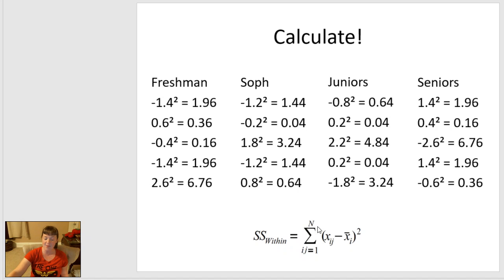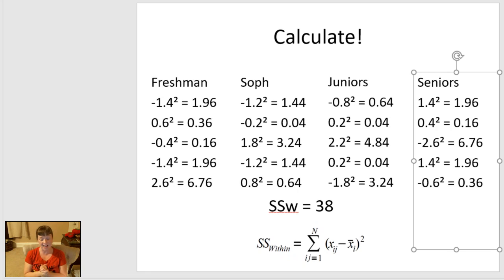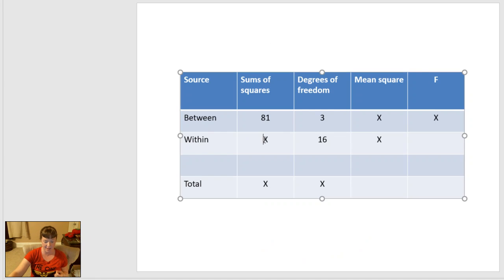And as a last step for my sums of squares within, I just add all of these squares to get the sums of squares within the groups, because I looked within each group. And that's exactly what I've done here. I've taken all these squares and I've added them all up. I added all these up, and then all these, and then all these, and then all these. The total sums of squares within is 38. So I put that on my table, 38.